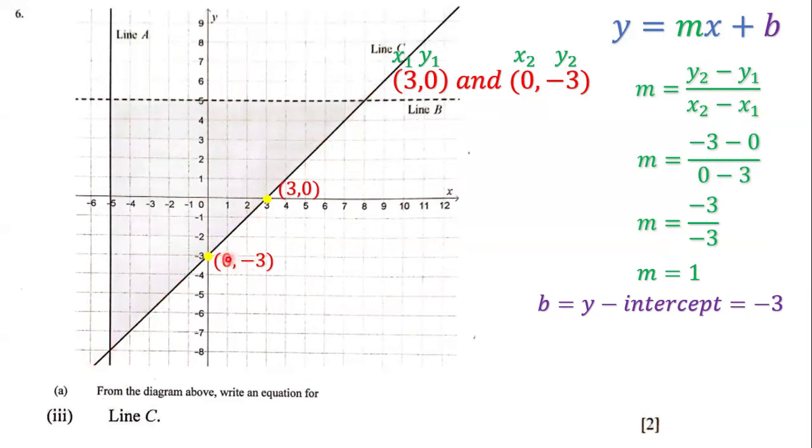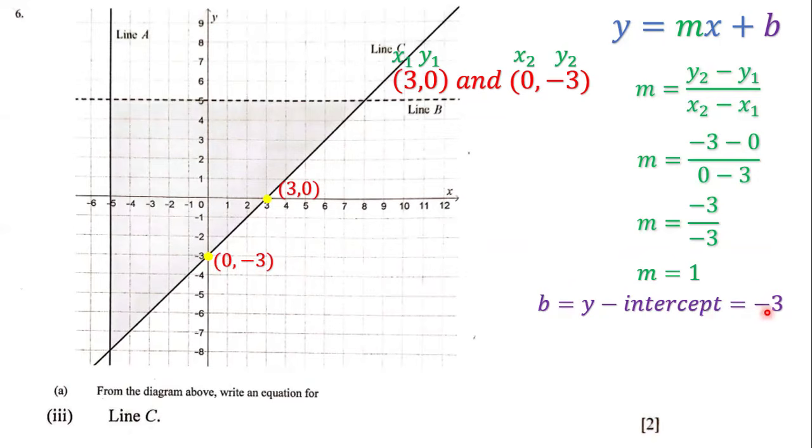And as you can see, x is equal to 0. But what is y? Well, y is equal to -3. And that's what the y-intercept is. It is the value of y when x is equal to 0. And when x is equal to 0, well, y is equal to -3. So we have that b is equal to -3.